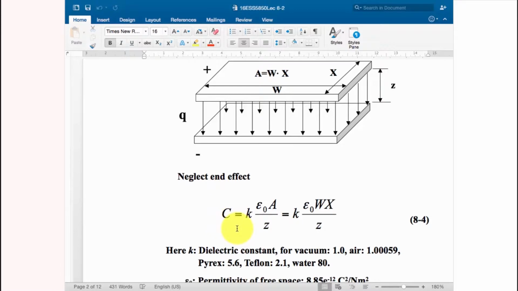So the capacitance is proportional to the area and inversely proportional to the distance. That means if you have a large area, you get a very large capacitance. And if you have a smaller gap between them, you also get large capacitance. Okay, so that's one thing. This part depends on the geometry of the capacitor you design. Large surface area, smaller gap, you get a high capacitance according to the geometry design.